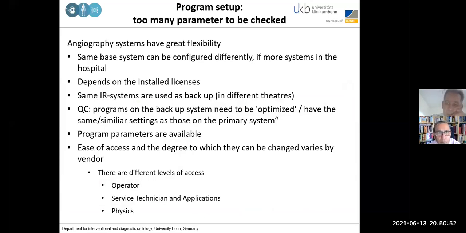Another problem is you have two machines, same vendor, but they're used differently in two different theaters, but they're still the same. And it could be that on one machine you have a license for, let me say, thrombosis, and on the other, I will tell.